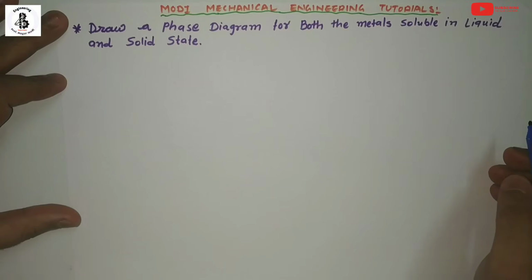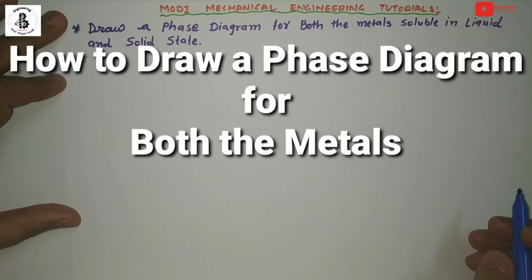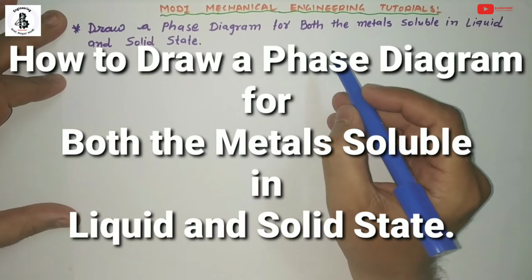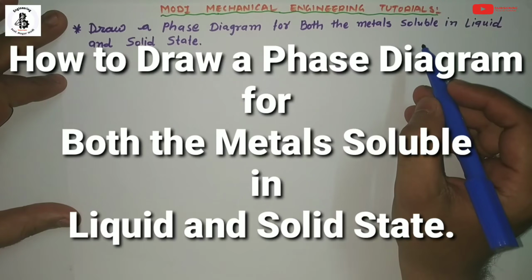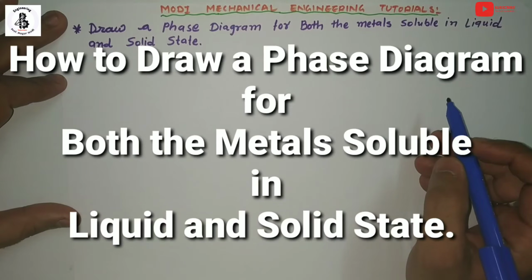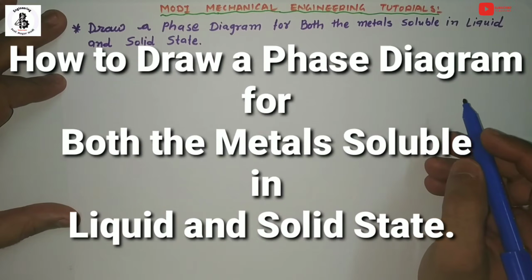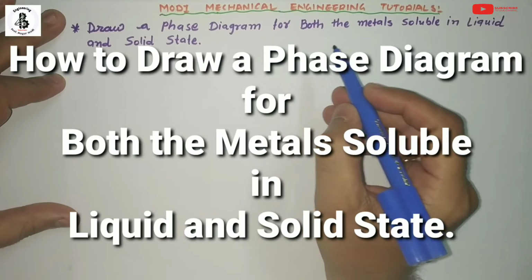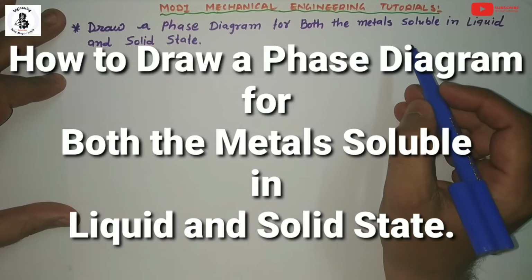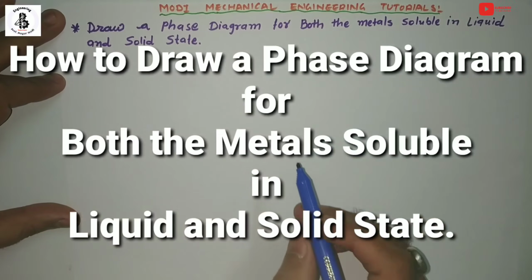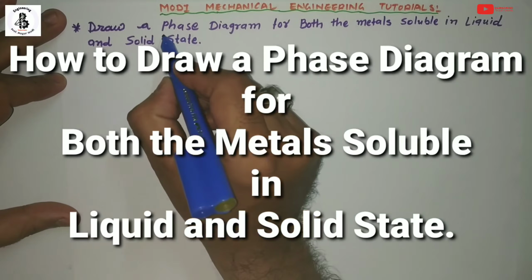So in this video I would like to draw a phase diagram for both the metals that will be soluble in liquid and solid state. In my previous video, I talked about the cooling curve for the same concept of both the metals that will be soluble in liquid and solid state. So here I will draw a phase diagram.